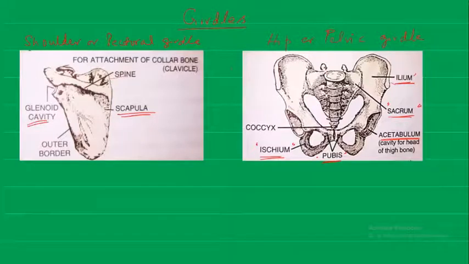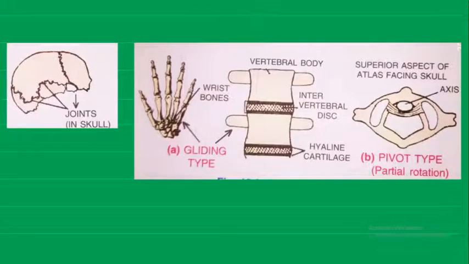Next, we move on to the joints. What are the different types of joints that are present in the bones? Joints are basically points at which two separate bones meet. There are three major categories of joints in our bones: immovable, partially movable, and freely movable. Under the immovable joints, there is no movement.